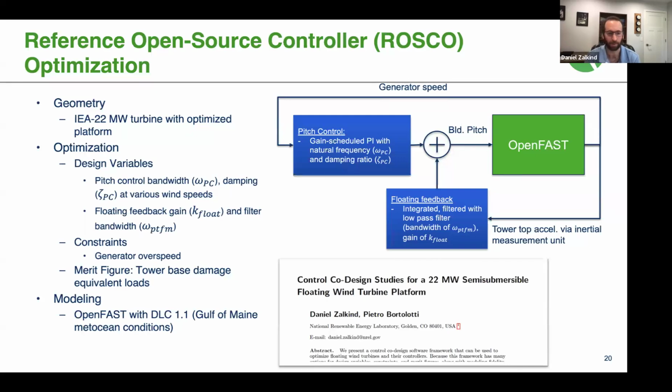Our goal in that optimization is to minimize our tower base damage equivalent loads. We do that over all DLC 1.1 cases, since that's sort of our normal operation. I should have said for the platform design, we did it in DLC 1.6 and 6.1. So these severe sea states are really what's driving the platform design, but we use normal operation to design the controller, assuming that we can detect these off conditions during normal controller operation.